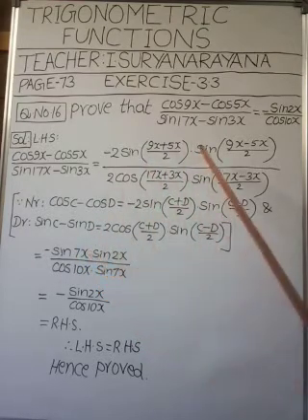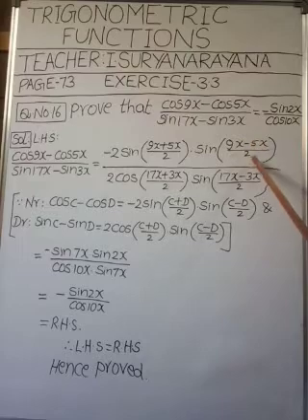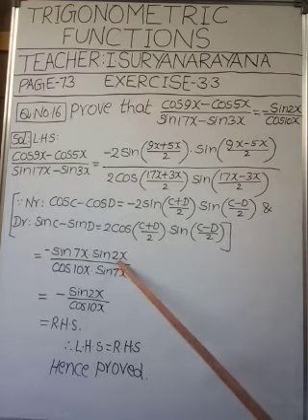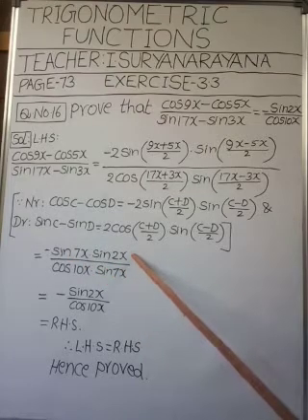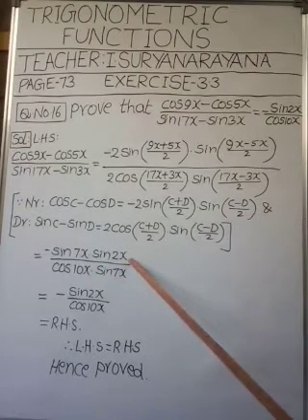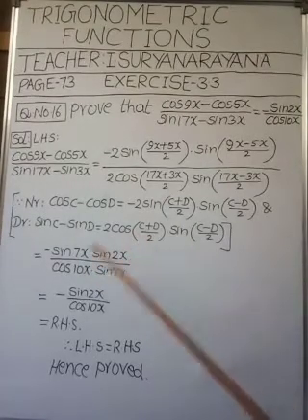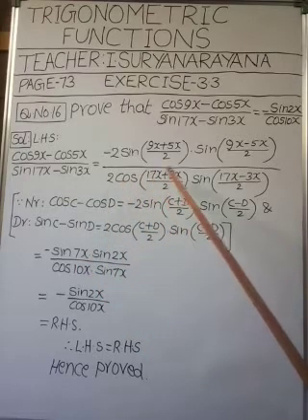Into sin (9x minus 5x). What will you get here? 4x, 4x by 2. What will you get? 2x. Understood this 2x, my children? Understood this numerator part? We simplified the numerator part and we got this after simplification. Divided by cos (17x plus 3x).